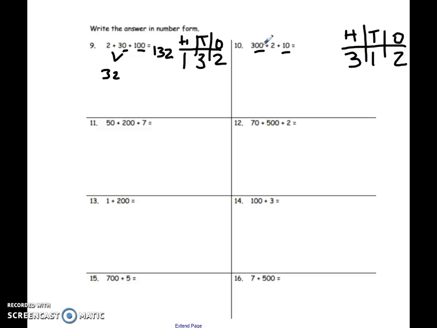Now, if I want to add it up, I could simply add. So I'd have 300, it's easier to start with the tens and ones. So I'd add my 2 plus my 10, which will give me 12. And then add my 300 plus my 12, which would give me 312. Either way works to get our number in standard form. So please finish both workbook pages when you're done with the workbook lesson.